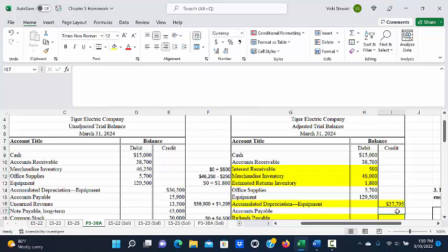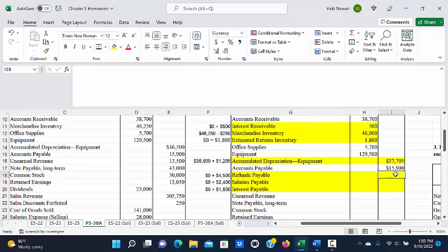$37,795. Accounts payable did not change, so it will be $15,900. But we have a new account, refunds payable, from the adjusting entries, and it will be $4,500. We also have salaries payable, a new account of $2,400, and interest payable, a new account of $1,800. Our unearned revenue did not change, so it will stay the same at $13,500. The note payable did not change, so it will be $43,000.